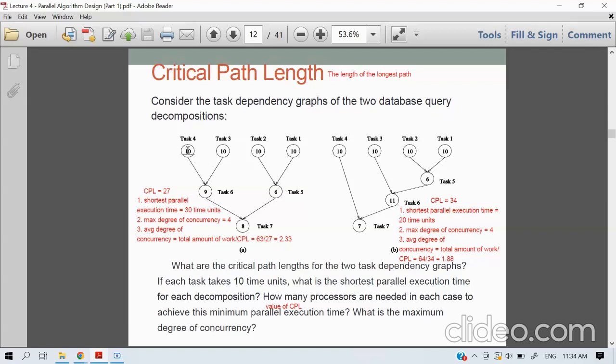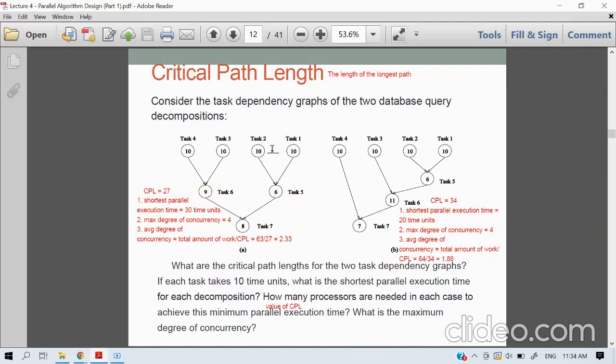Task 4 and task 3. Yes, task 4 and task 3 have the same length. Why the same length? We need to total up: 10 plus 9 plus 8. The same with task 3, 10 plus 9 plus 8. So we get 19 plus 8, which is 27. How about task 2, 5 and 7? 10 plus 6 plus 8 is 16 plus 8, 24, right? So this side is not long enough.